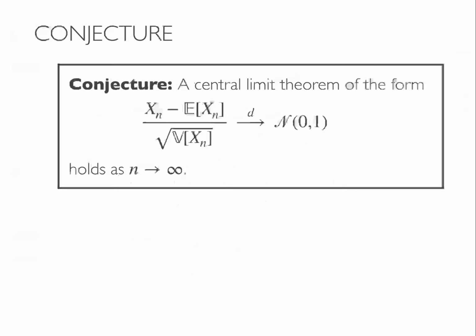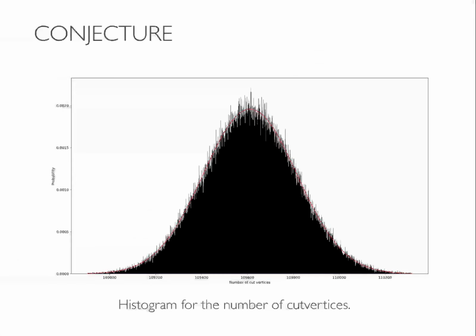Having obtained concentration, it is natural to ask about the precise asymptotic behavior of the fluctuations. We conjecture that a normal central limit theorem holds. This conjecture is backed up by simulations. If you look at the histogram for the number of cut vertices, you see this bell-like shape that is characteristic for the density of the normal distribution.